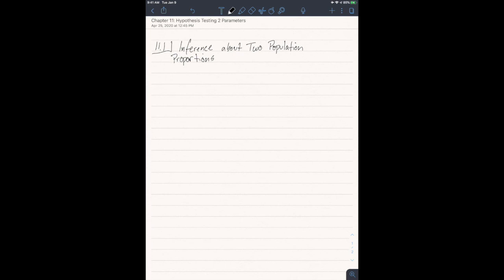So let me write this down. In this section, we will hypothesis test two proportions simultaneously. So at the same time, right? The proportions will be sort of related to one another.